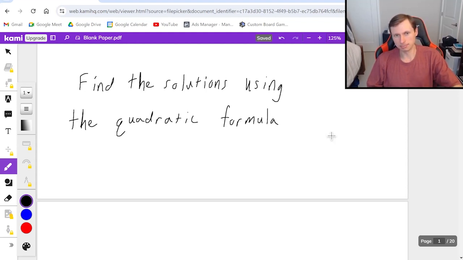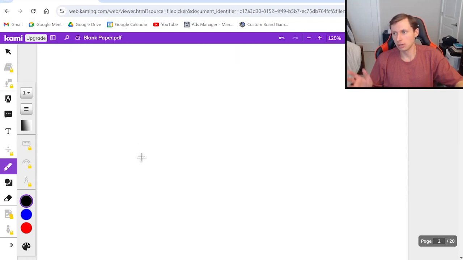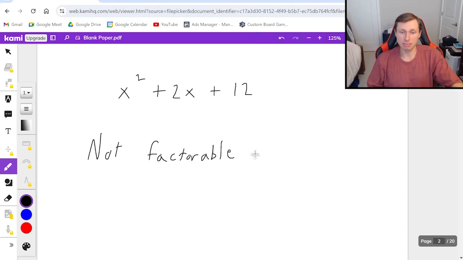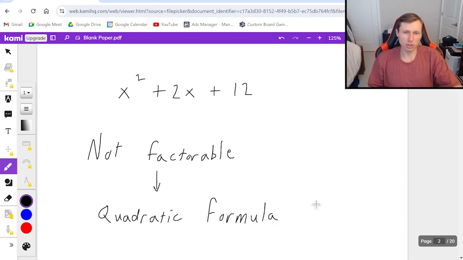Pretty obvious. The second case where you're going to use this is where you don't know how to factor the equation. So for instance, if I give you x squared plus 2x plus 12, and I ask you to factor this, good luck trying to factor this using traditional methods. You are not going to be able to. This is not factorable. And whenever it can't be factored, that's when we also use the quadratic formula.